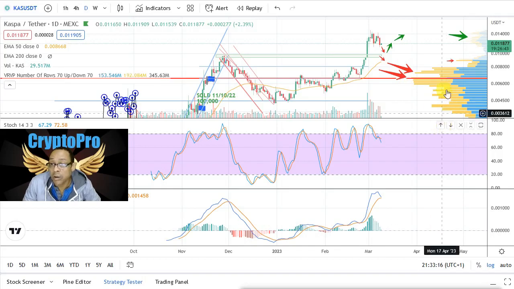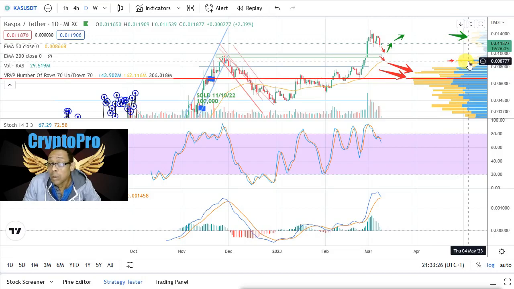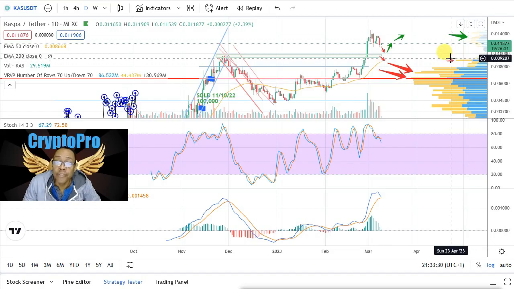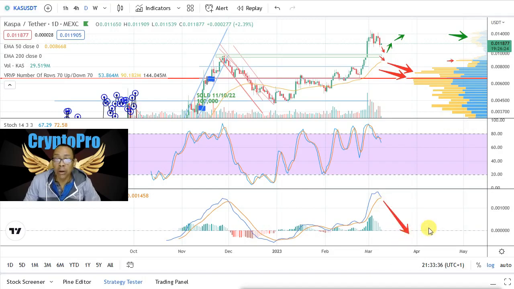So worst case scenario, and we don't know what's going to happen, it could be 0.0065 or 0.0072 or 0.0088 if we fail the 1 cent mark. And then we also need to watch to see how this plays out here. So that's what we're looking at. And again, we don't know what's going to happen.